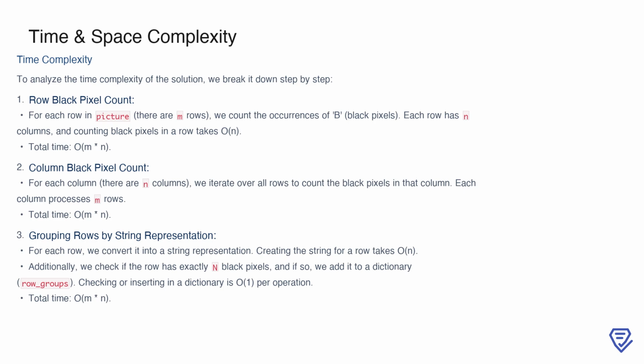Finally, we group rows based on their string representation. Creating the string for a single row takes n, and we check if the row has exactly n black pixels. If it does, we store it in a dictionary. Operations involving the dictionary, such as insertion or lookup, are O(1) per operation. Since we process m rows, this step also contributes m*n to the overall time complexity.